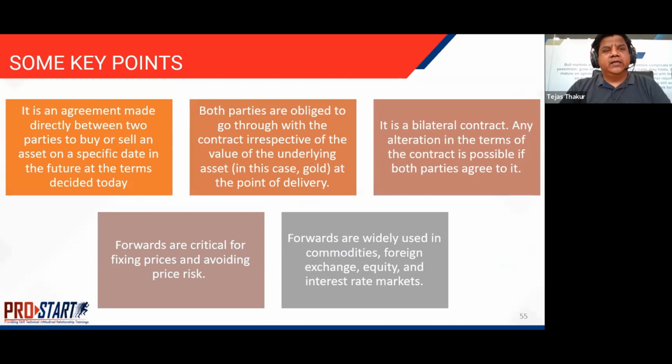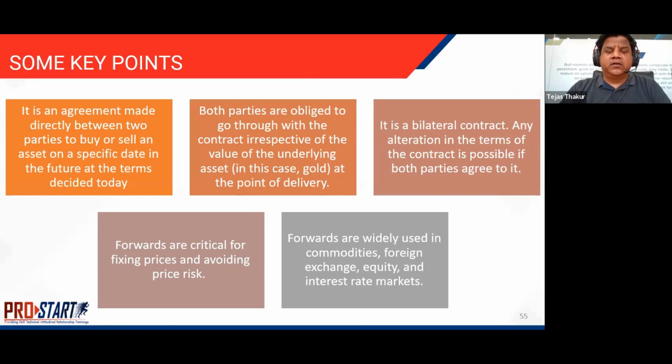So key points: it is an agreement made directly between two parties to buy and sell an asset on a specific date in the future at terms agreed today. So it's an agreement between you and the goldsmith that this is the price and this is the date on which I will come back and buy it. Both parties are obliged to go through the contract irrespective of the value of the underlying. As I said, it could be 35,000 also, it could be 40,000 also, but you are obliged to buy it. This is a bilateral contract. There's no third party involved in it.